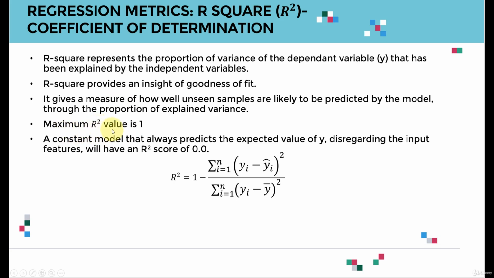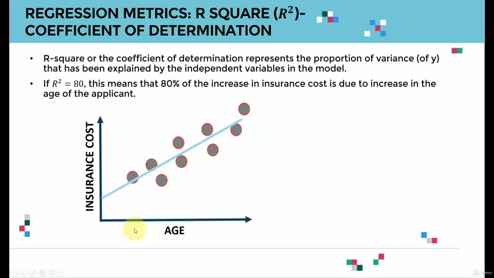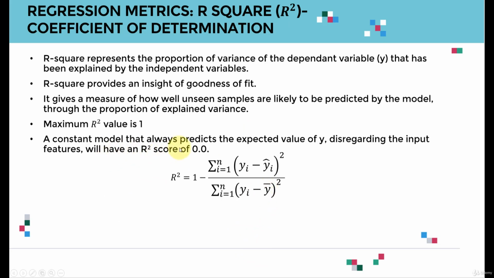So the maximum R squared value is 1. And if you have a constant model that always predicts the expected value of y, regardless of the input, that means you have an R squared equal to 0. That means no matter how much I change, for example, the age, the insurance cost doesn't change. That means age is actually a useless independent variable. That means the output is not explained by age at all. There's not even a relationship between the two. And that's why if R squared is very small or equal to 0, that's basically an indication of that.